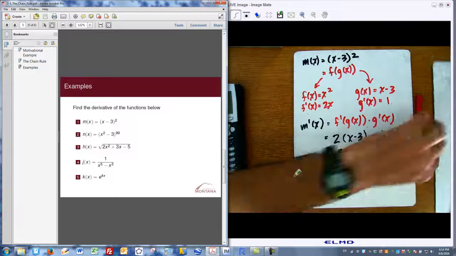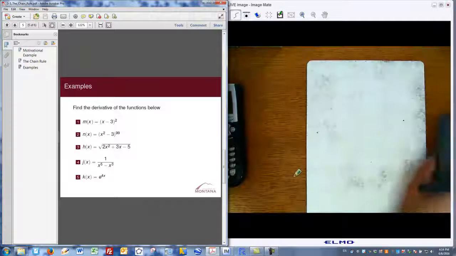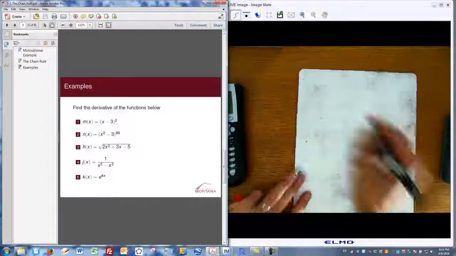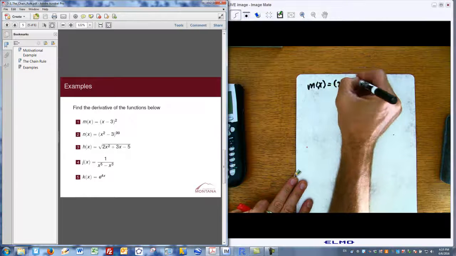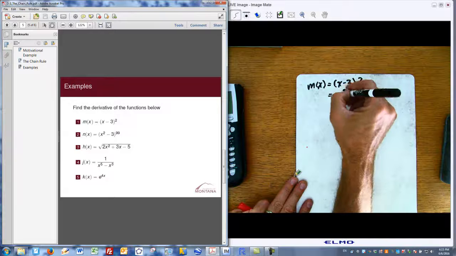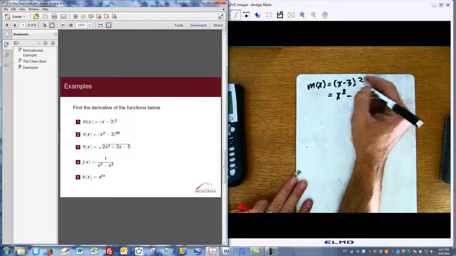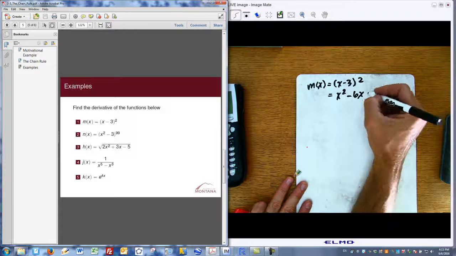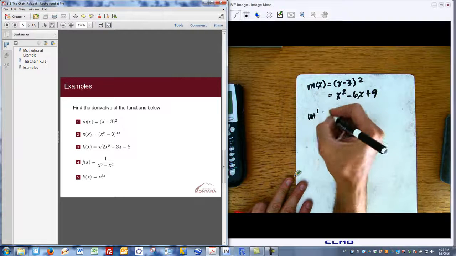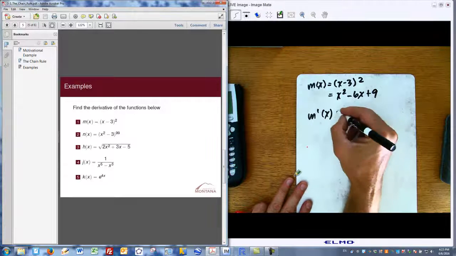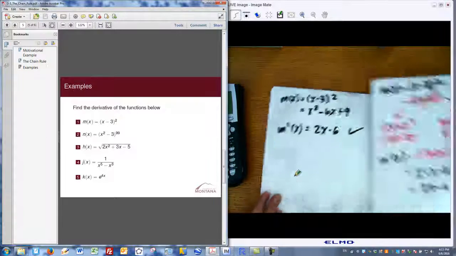I'm sure many of you have been thinking, well, why don't you just square out the binomial? That'd be a lot easier to deal with. Let's go ahead and use that as a check. So if we let m of x be equal to x minus 3 squared, well, that's the same thing as x squared minus 6x plus 3 squared, so 9. Here we can just apply what we already know to a polynomial. We'd get 2x minus 6, and sure enough, you get the exact same derivative.